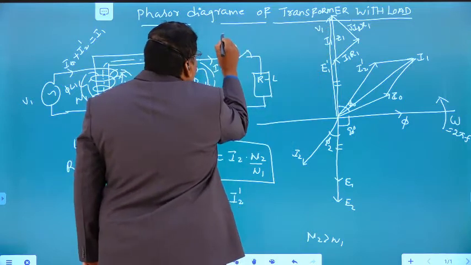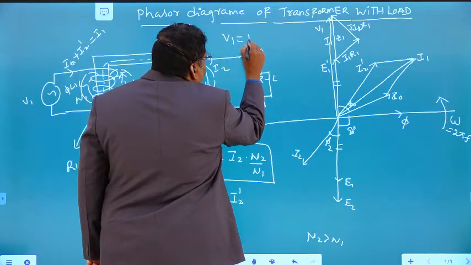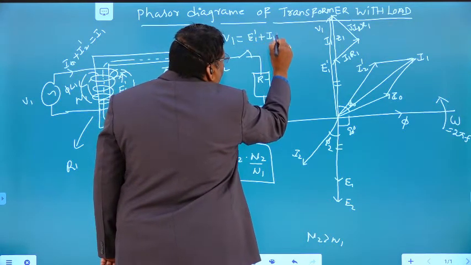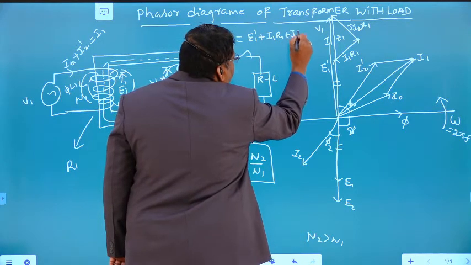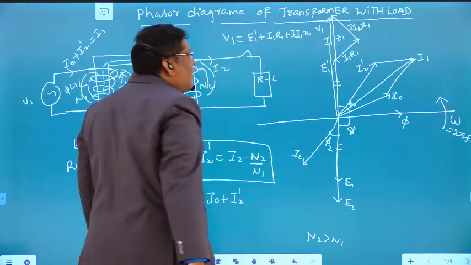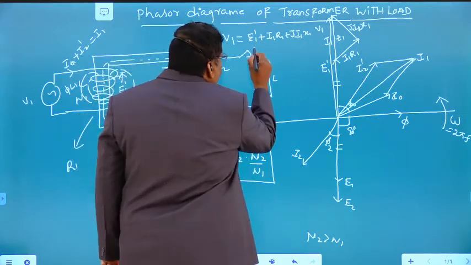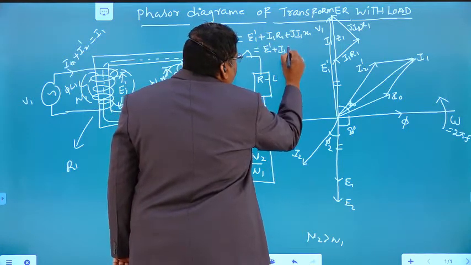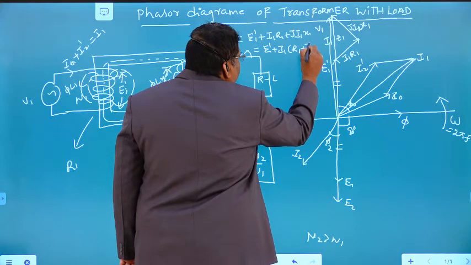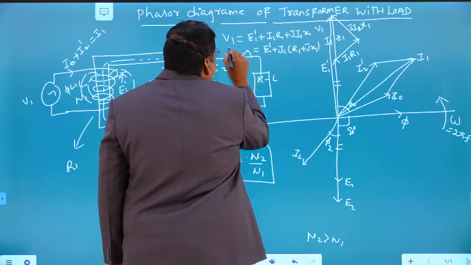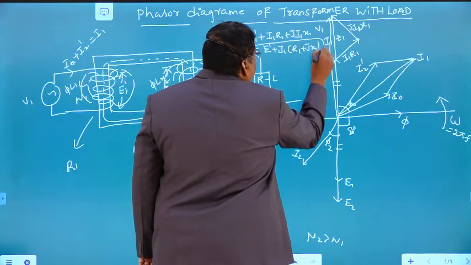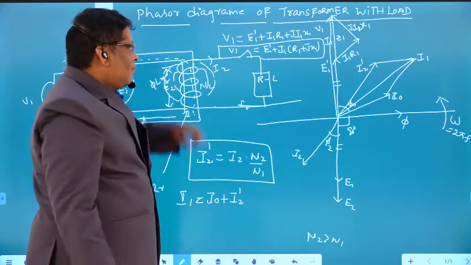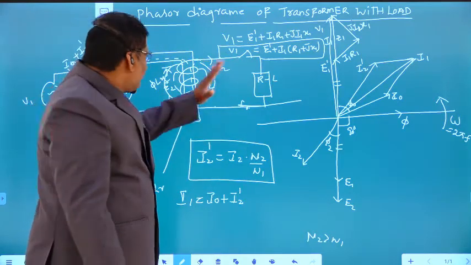From this phasor diagram, you can write the equation for the primary winding: V1 equal to E1 dash plus I1 R1 plus J I1 X1. If we take I1 common, E1 dash plus I1 into (R1 plus J X1) is equal to V1. This is the voltage equation at the primary winding of a transformer. Now the primary winding is over.